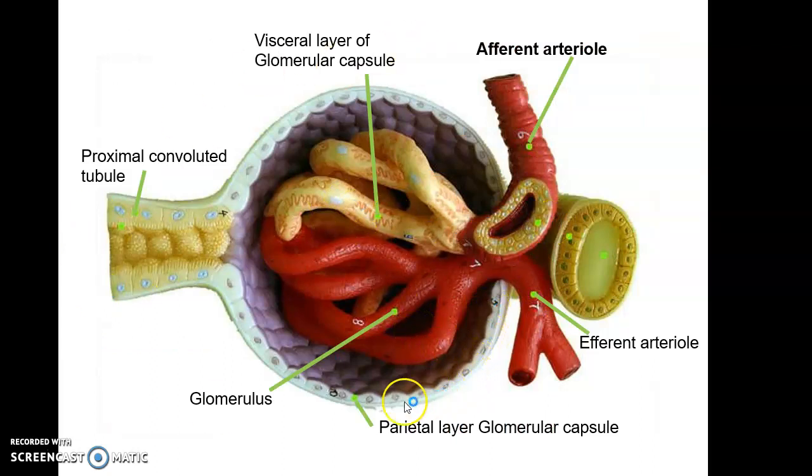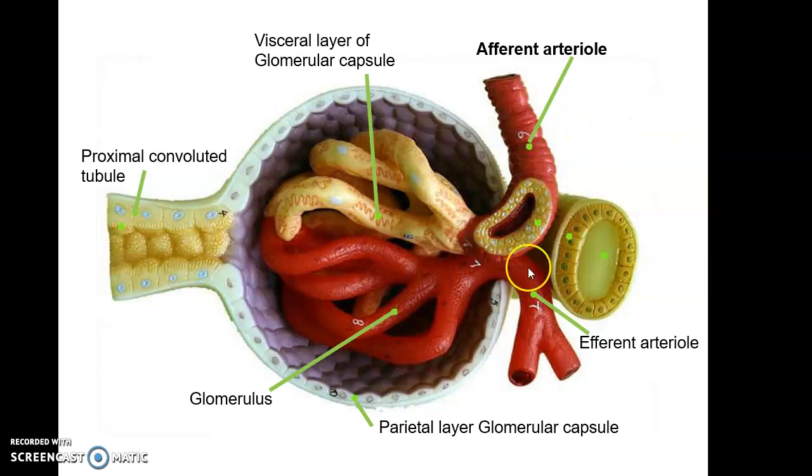So we have the parietal layer of the glomerular capsule on the outside, the visceral layer of the glomerular capsule lying on top of the glomerulus. So here's the glomerulus by itself. Here's the glomerulus with the visceral layer of the glomerular capsule on top of it.